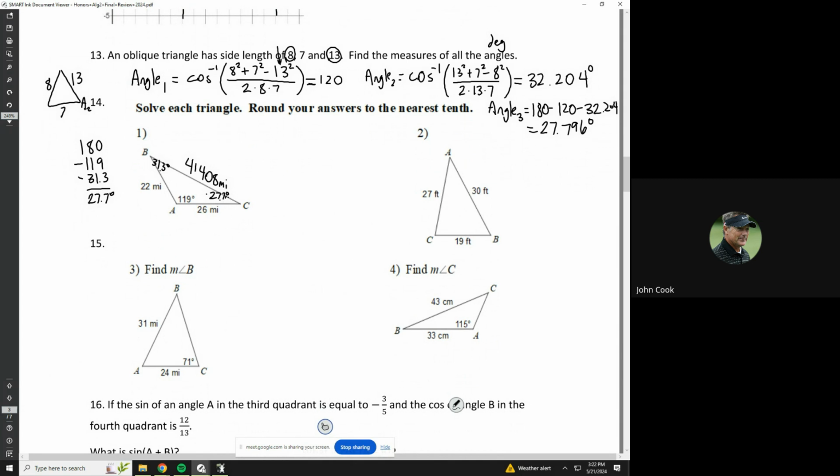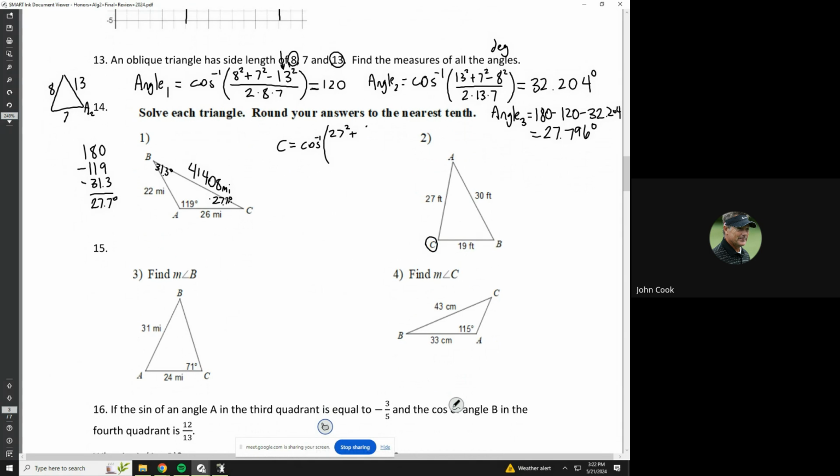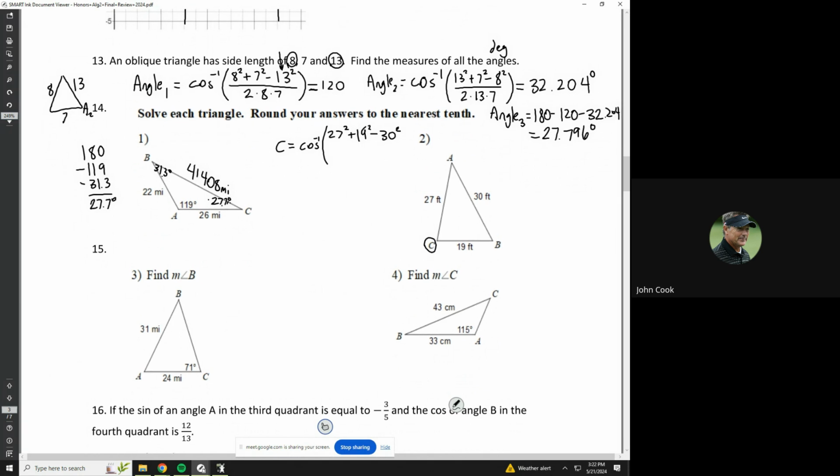And I'll use the one that solves for the angle measurements. So let's solve for angle C. So angle C is going to be equal to the cosine inverse of, and I'm just using the formula that's on the formula sheet. The sides that are around the angles are going to be squared and added together. So 27 squared and 19 squared, subtracting away the side across from it squared, so minus 30 squared, all over 2 times 27 times 19, the sides that are around the angle. And then I'll get my first angle measurement.